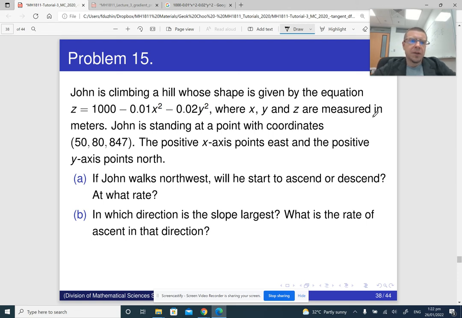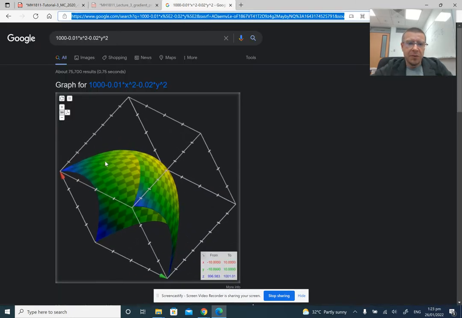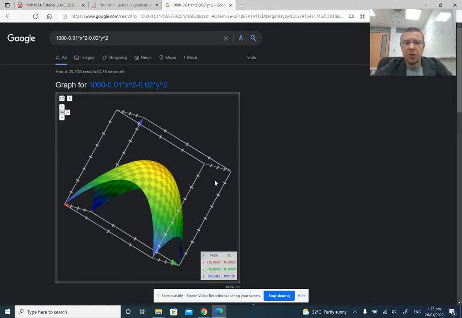All right, here is question 15. So here we have a certain character, John, and he's climbing a hill whose shape is given by this equation. z is 1000 minus 0.01 x squared minus 0.02 y squared. So what does it mean? It means that the shape of the hill is given by the graph of this function. So this is what it looks like, right?